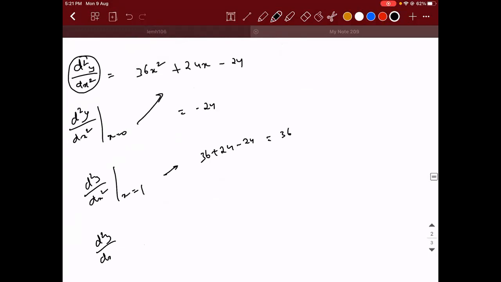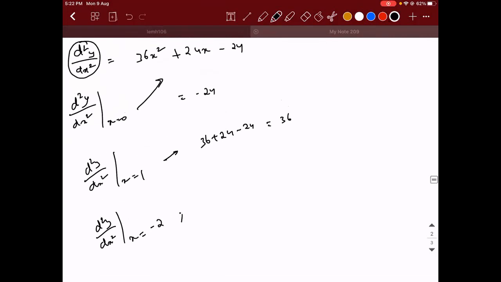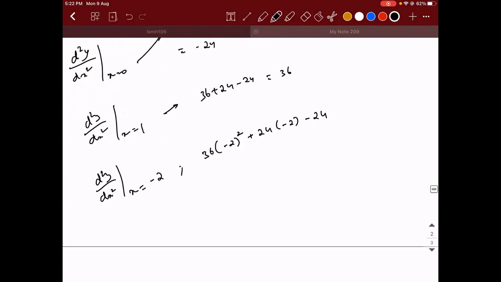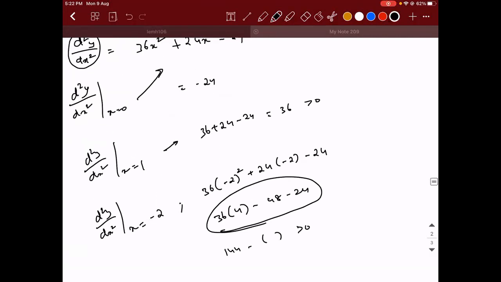Similarly, d square y by dx square at x is equal to minus 2 is 36 into minus 2 square plus 24 into minus 2 minus 24. This is 144 minus something. There is also positive, less than 0.